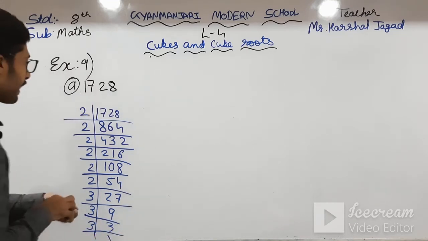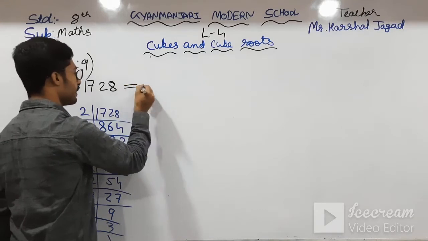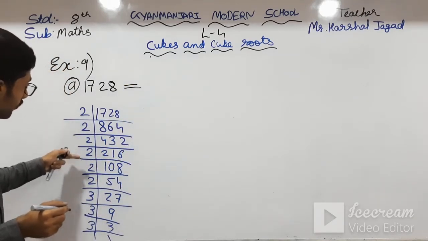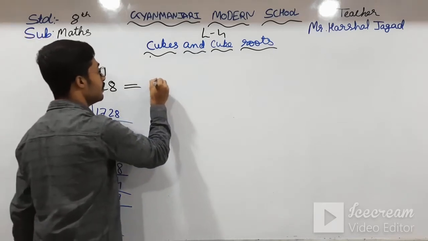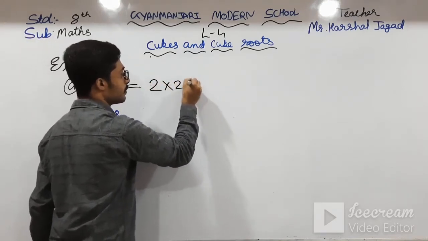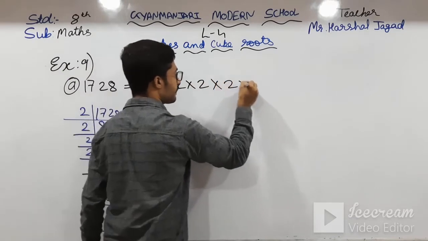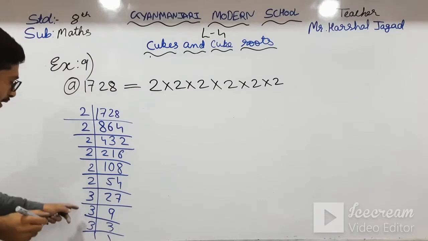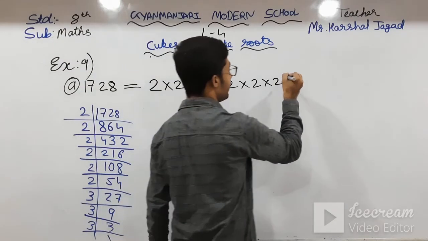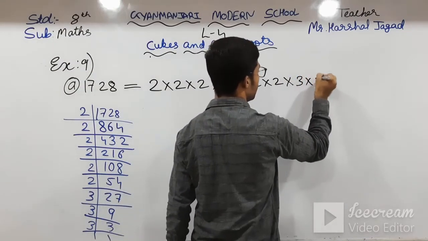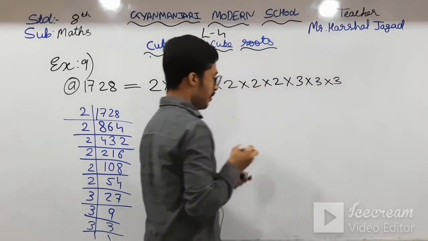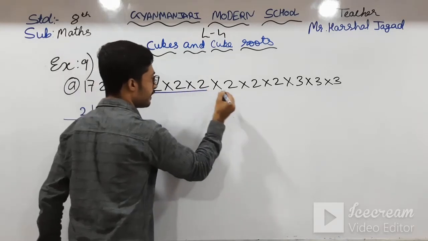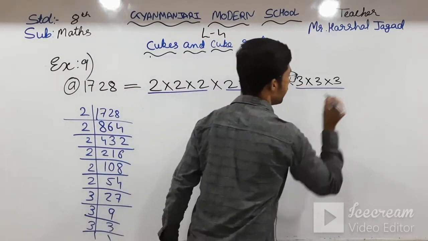So we get the factors. I am writing here the factors. How many times 2? 1 2 3 4 5 6. 6 times 2. So 6 times 2 and 3 times 3. Okay students, so I am underlining this 3, 3, 3.